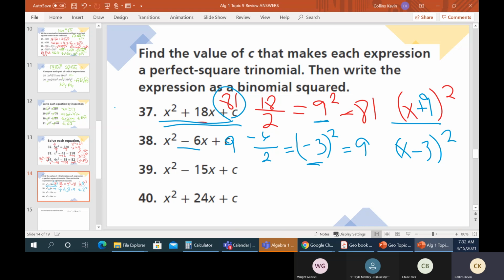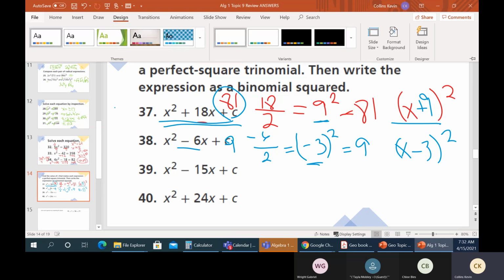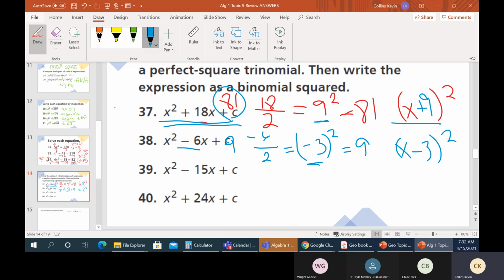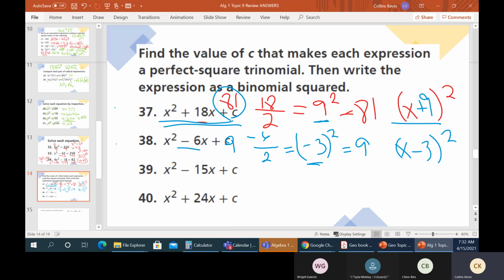Okay, next one's a little bit more of a pain, I'll be honest, because it's an odd number. And what happens with an odd number when you divide it by 2 is you get fractions. I know, great. Okay, so we've got minus 15 divided by 2. Unfortunately. Then we have to square that guy. So negative 15 times negative 15 is 225 positive. You can check me on that, but I've done that problem a few times.